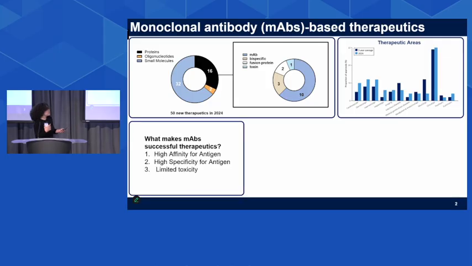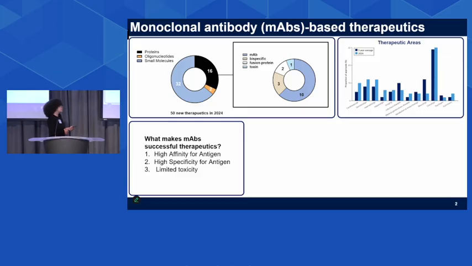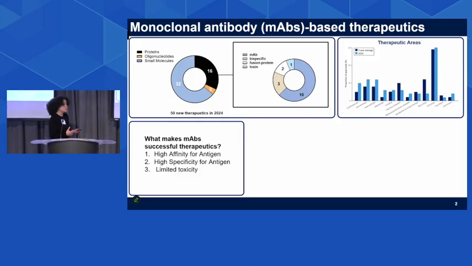And some attributes that make mAbs so successful as therapeutics include the high affinity and specificity for their antigen, as well as the limited toxicity that they provide.